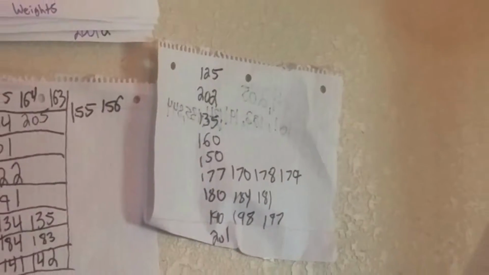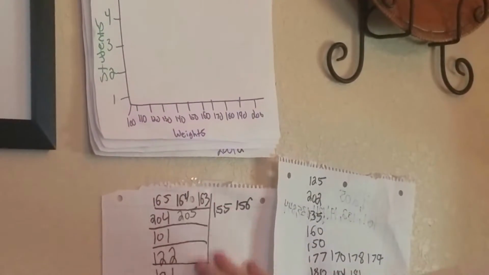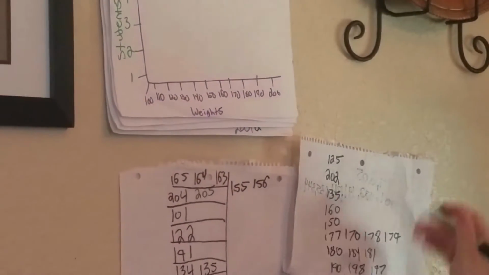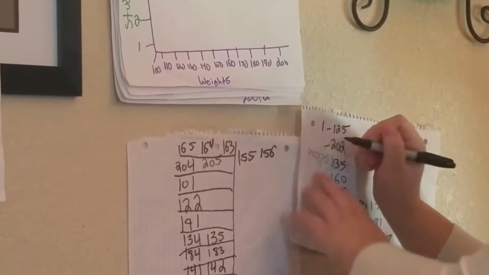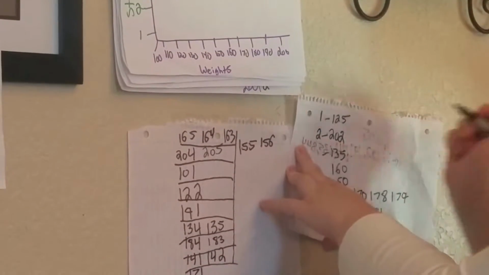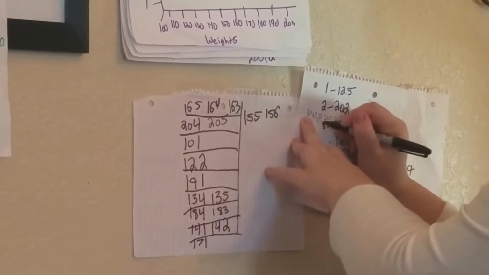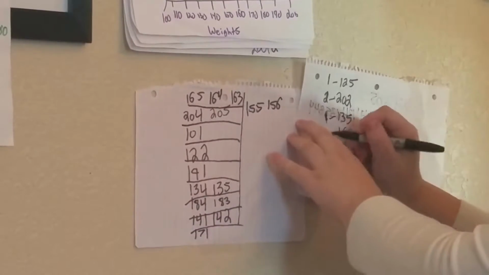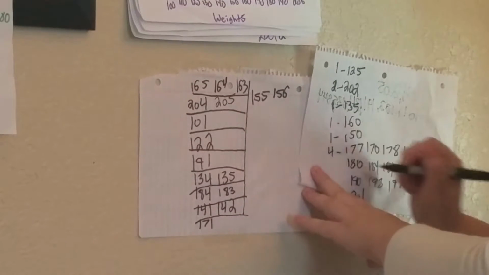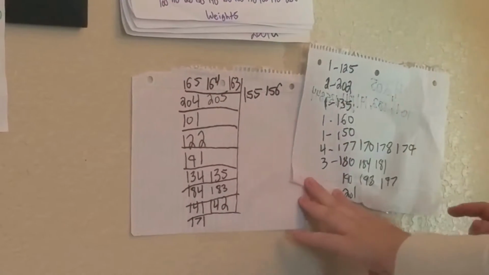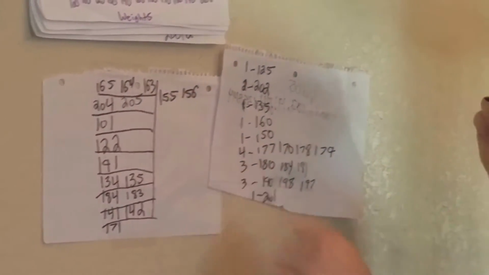So we already know the frequencies of Mr. Smith's class, so we're going to go ahead and name the frequencies of the second class. For the hundreds value, we only have 1, 2 for the 200s, 3 for the 130s, I'm sorry, 1, 160, 150, 1, 2, 3, 4 for the 170s, 3 for the 180s, 3 for the 190s, and then 1 for the 200s.